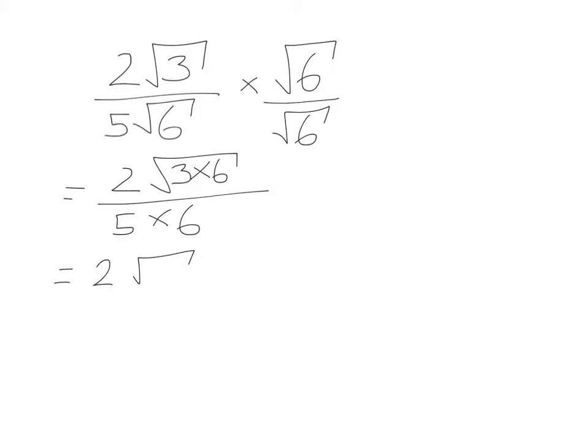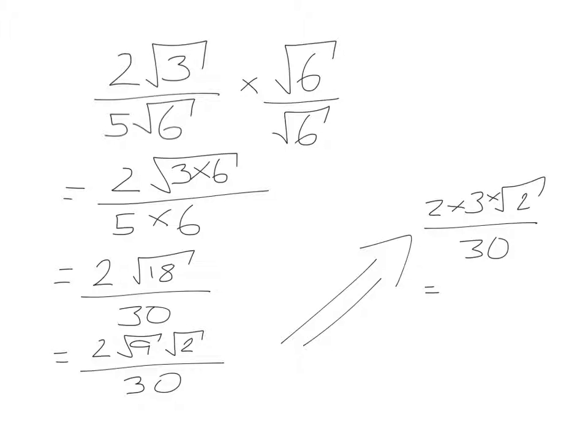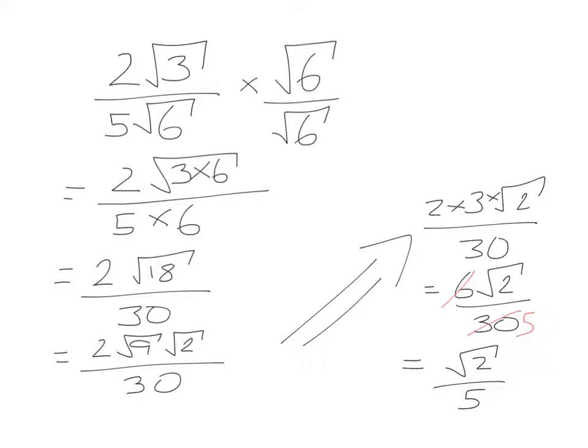So I'm going to have 2 root 18 over 30. I can split 18 up into root 9 root 2 over 30. I'm just going to continue working up here. So that's going to give me 2 times 3 times root 2 over 30, which is 6 root 2 over 30. And 6 can go into this once and into 30 five times, so I can complete my equation with root 2 over 5. 5 is a rational number. I have rationalised my denominator.